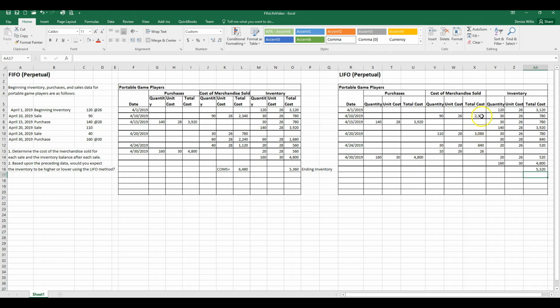If we need to know cost of merchandise sold for each transaction, you'd have to go to that day and get all the parts. Here it's that amount, here it's that amount. On this one, you'd have to add the two together. If we want cost of merchandise sold for the entire time period, we can add all of these up.